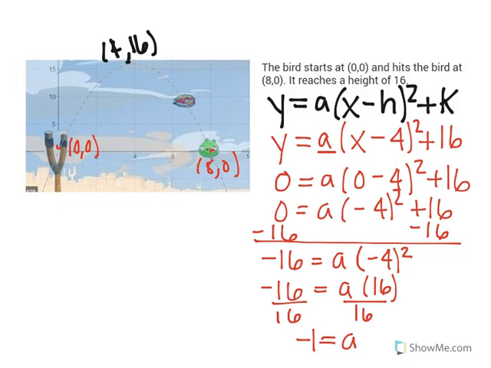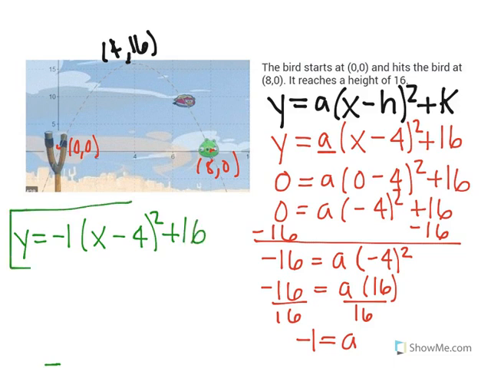Now in order to fully answer the question, I need to rewrite my equation with my new a value. So y equals negative 1 times (x minus 4) squared plus 16. And this is the exact equation of this path right up here. I can be certain because I took the points that I was given in order to create this equation. Now this was a very nice a value. Sometimes we don't always get the nicest a values. So let's go ahead and take a look at another example.